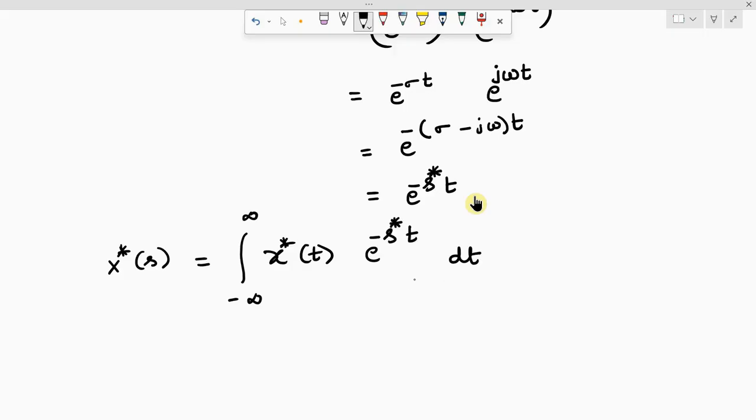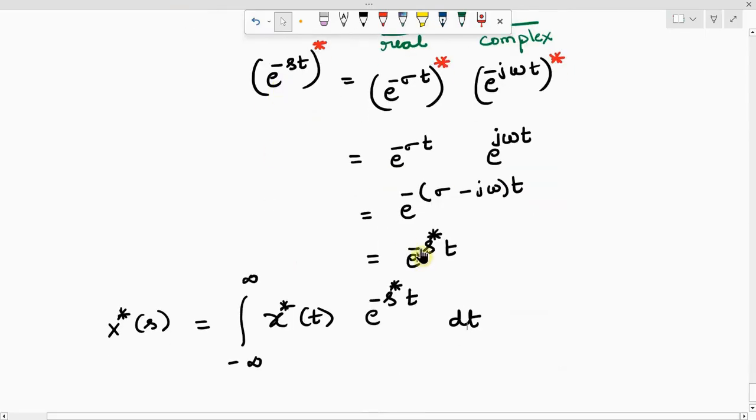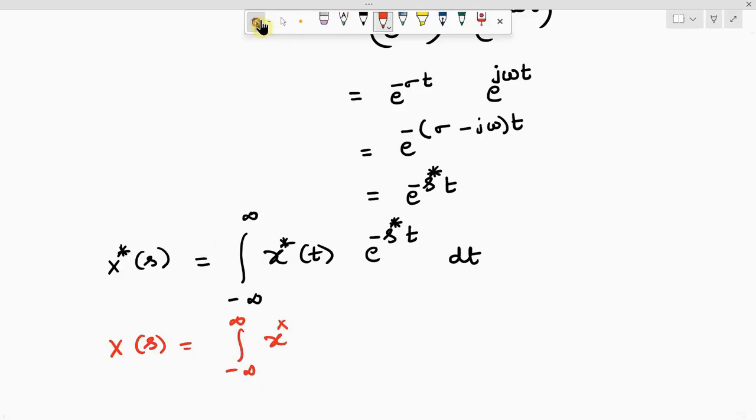Am I right till now? Yes, sir. So e power of minus st whole conjugate is written as e power of minus s conjugate t. Now, just comparing this with the original Laplace transform formula, the integral of x of t e power of minus st dt.